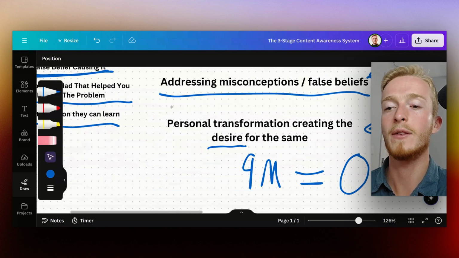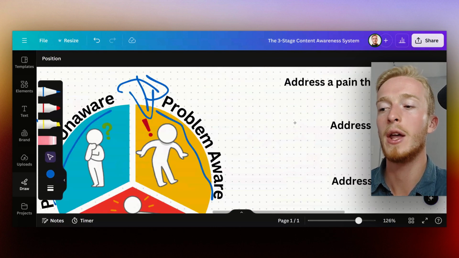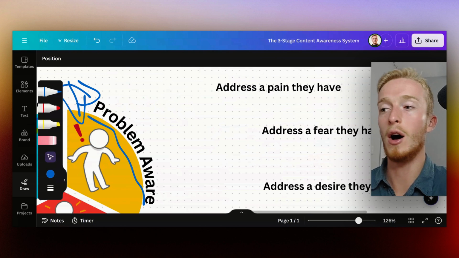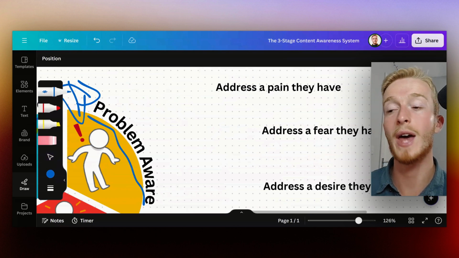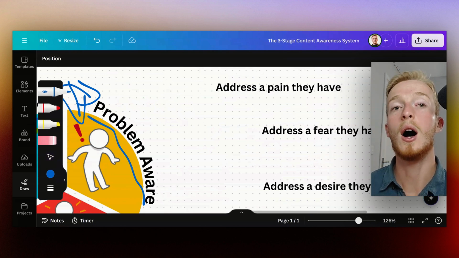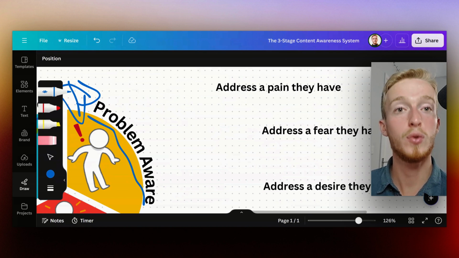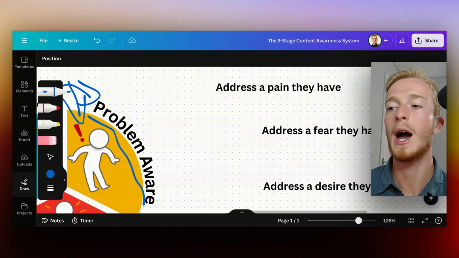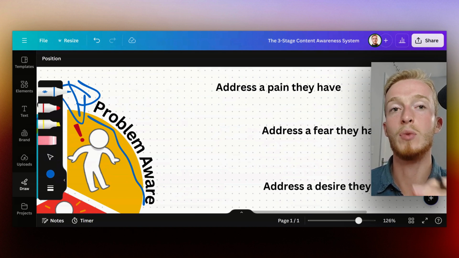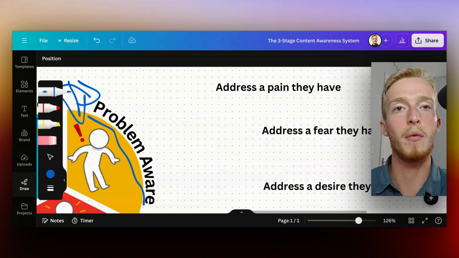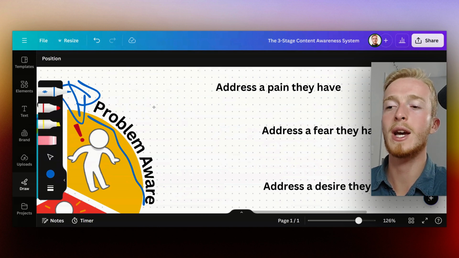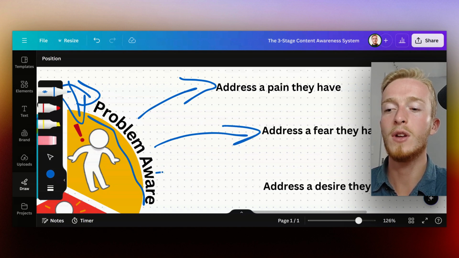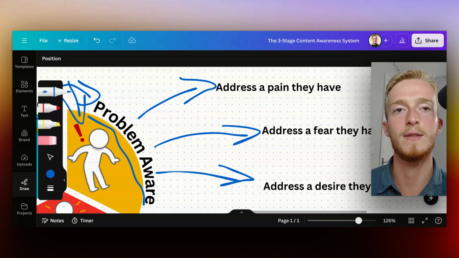So next, what we have is problem aware. Now, with problem aware, these are people that are aware that they have a problem to begin with. However, these are the people that are also unaware of the solution for this problem. Perhaps they've tried a few things, but a lot of the time they just don't know what they can do about it. And this is often a really good place for us to draw out that emotion. So I find what we can do is we can either address a pain they have, address a fear they have, or even address a desire that they haven't achieved yet.